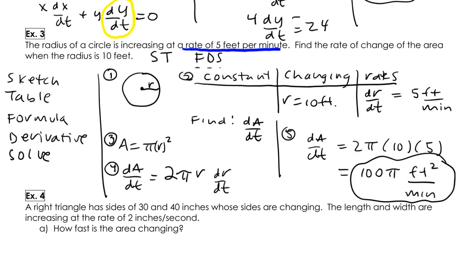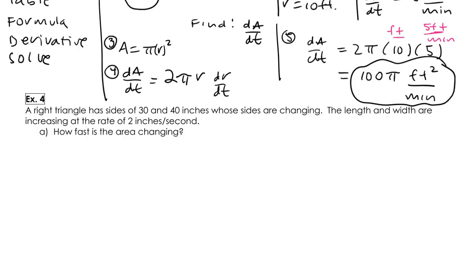Okay, if you need to double check too, look at this. This 10 is in feet, and the 5 is in feet per minute. So feet times feet gives me my feet squared. Okay, this is the 5-step process. Apply this to everything, and we'll be a-okay.